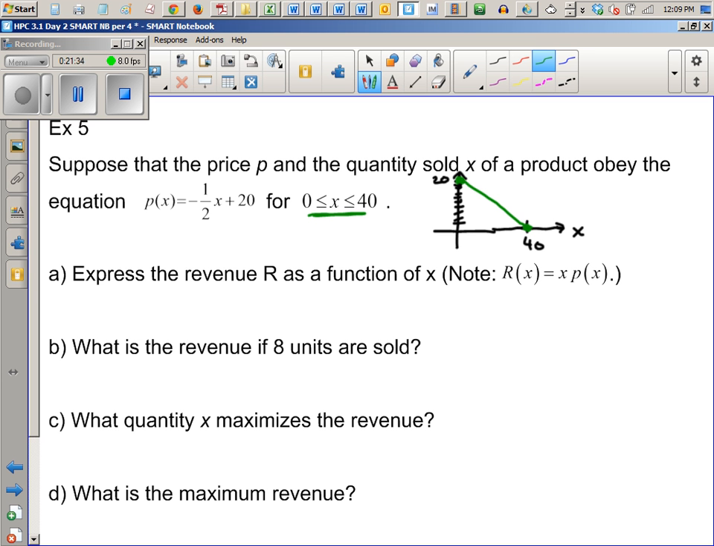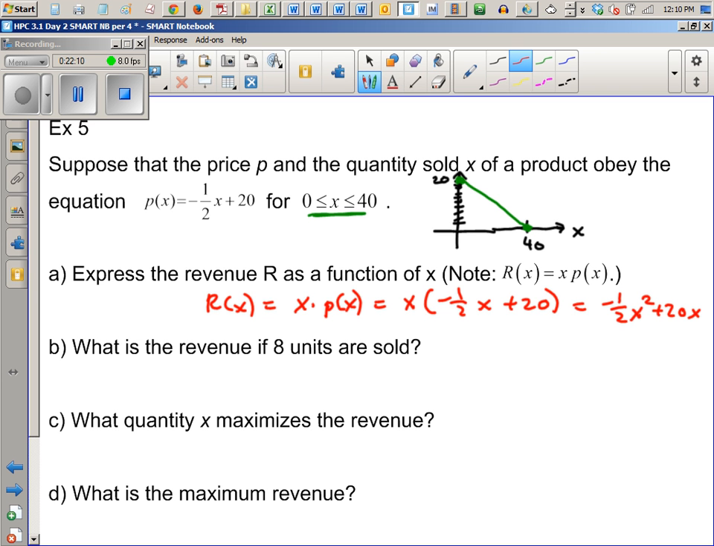Okay? Let's write down the revenue function. Maybe you don't know what revenue is. Well, it's given in our book, because our book knows you don't know that stuff. It says right there, R of x is x times P of x. So let's just take it very literally. R of x is x times P of x. Okay, whatever that means, right? You'll find out in econ class maybe someday. Okay, well, P of x was negative 1/2 x plus 20. So I guess R of x is negative 1/2 x squared plus 20x.